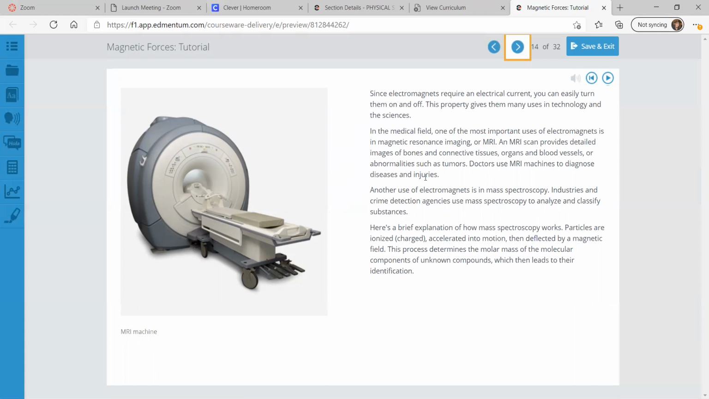So they charge these particles, they speed them up, and then they introduce a magnetic field, and that deflects them. And then from that information, they can determine what type of compound it is.